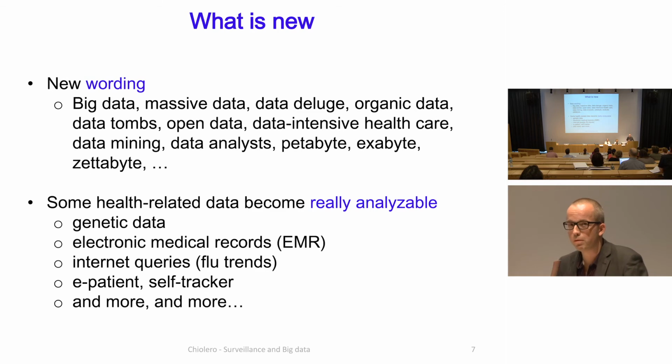I think also that with big data, some health-related data becomes really analyzable. It was probably not possible before. For example, genetic data and electronic medical records become analyzable now. Internet queries, flu trends, for example, or data generated by the patients themselves, by the individuals themselves, what we call all the phenomena of e-patients or the self-tracker, and more and more.